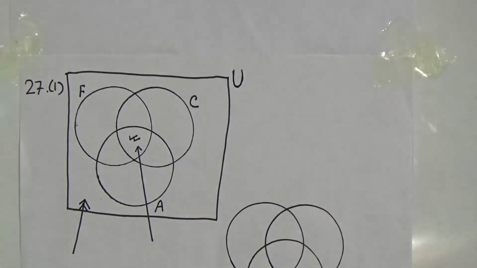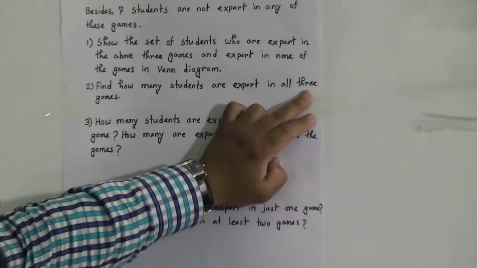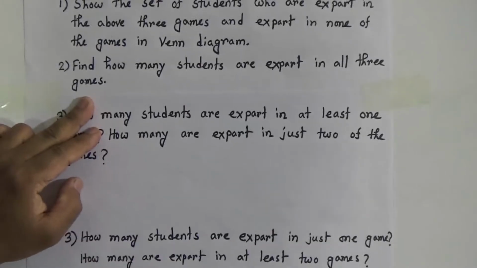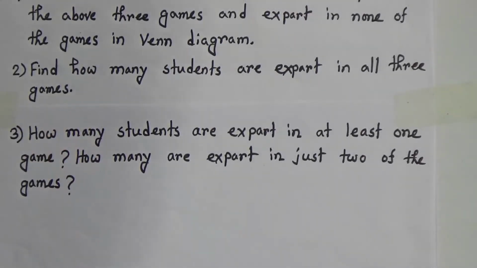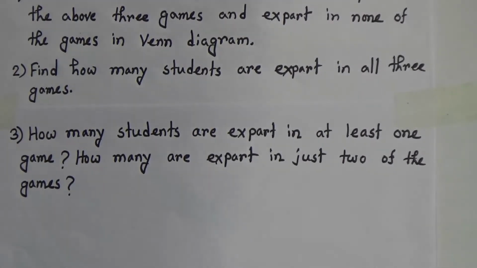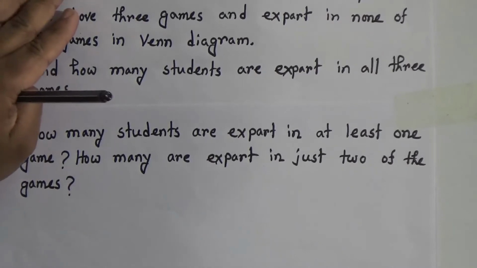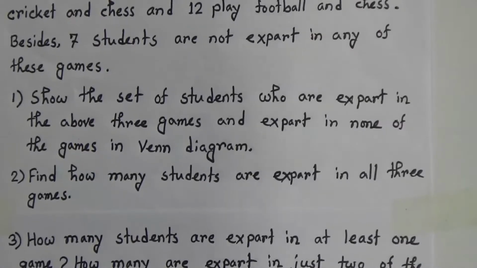Now we will solve activity 2. To solve activity 2, we will erase activity 1. Activity 2 is to find how many students are expert in all 3 games. We need to identify how many students are expert in all the 3 games. That means we need to find out the number of this region. To identify this one, first of all, we need to write down what is given.